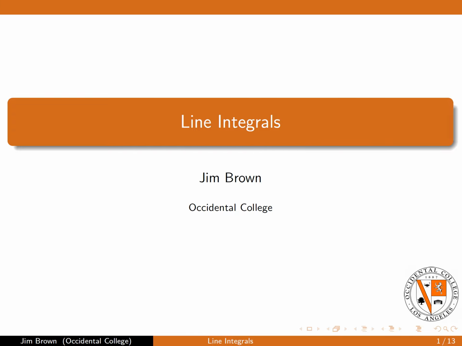So there's going to be lots of integrals in this course where we're integrating over things that are not intervals and integrating functions that are more than one variable. So this is going to be our first case of this.